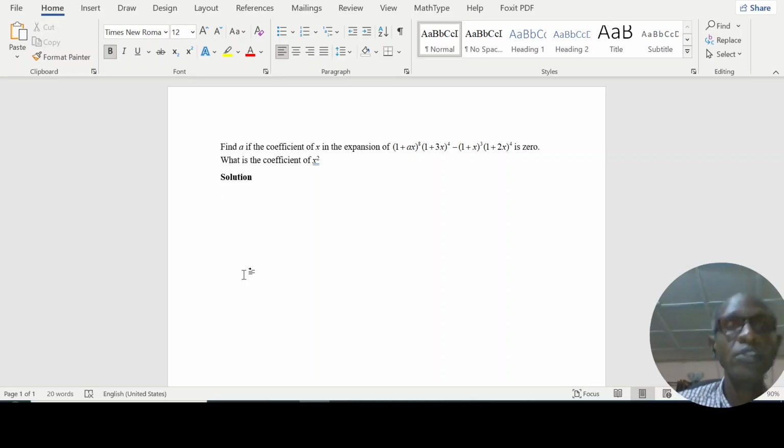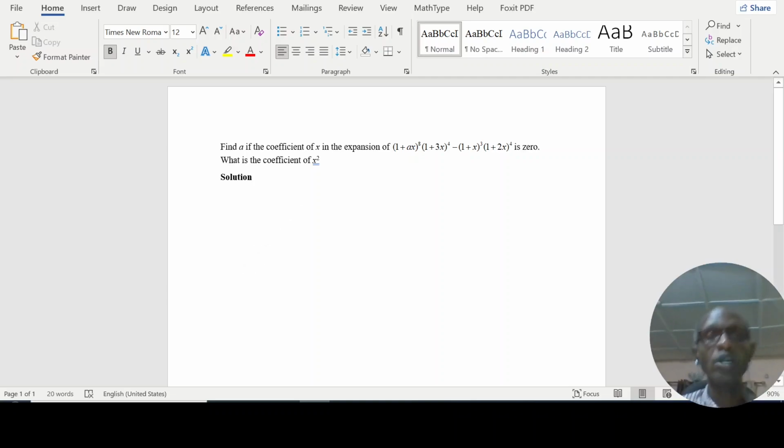Now we are given this problem. Find a if the coefficient of x in the expansion of (1 + ax)^8 + (1 + 3x)^4 − (1 + x)^3 (1 + 2x)^4 is 0. So what is the coefficient of x squared?